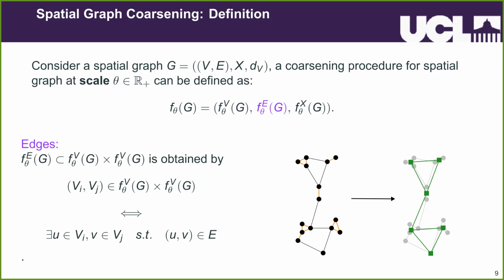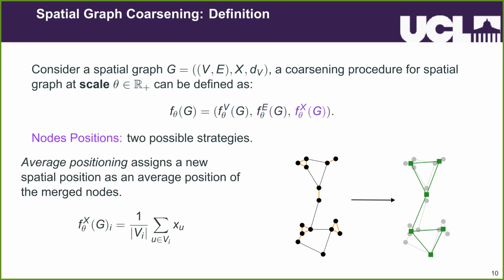The second part is the edge. So the edges are going to be updated, and I'm going to add an edge between the hypernodes if there was at least one edge in the original graph. The other component of this function is updating the position of the nodes in the graph.